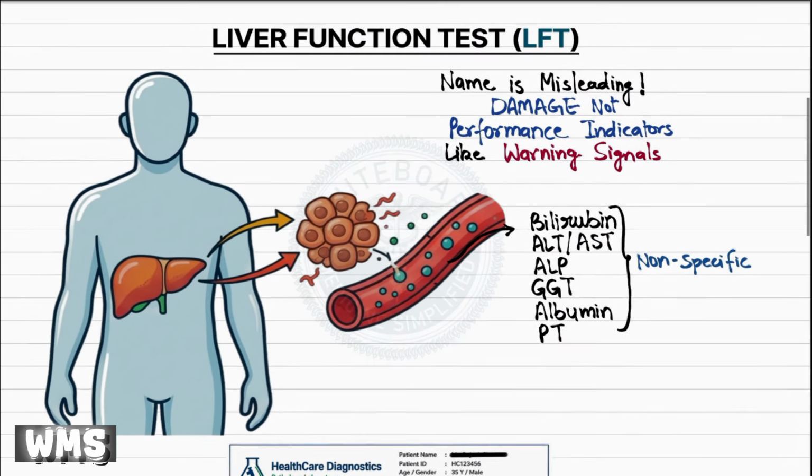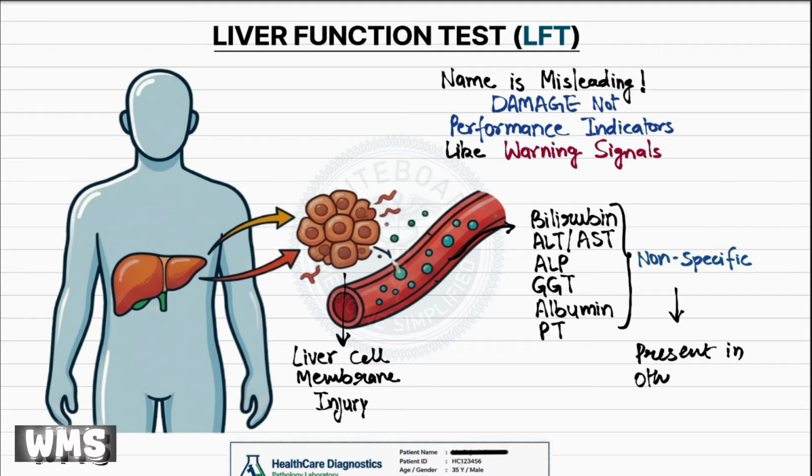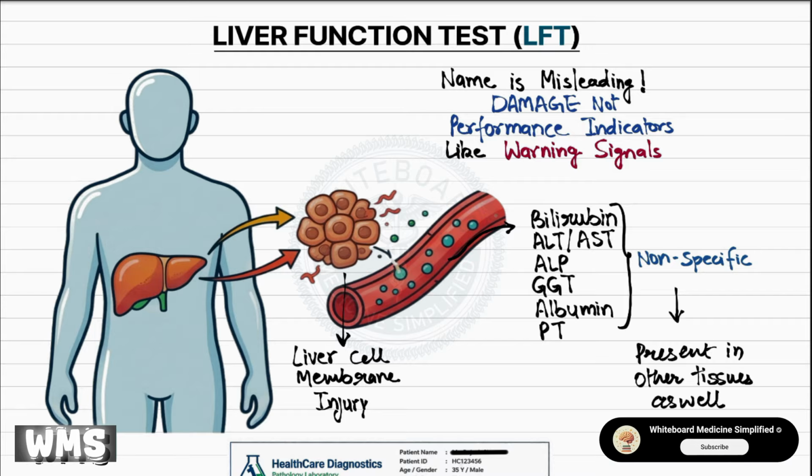Now, focusing on hepatocyte damage, as we discussed earlier, it's important to understand that when we see changes in plasma enzyme levels, we are actually detecting liver cell membrane injury, not directly measuring how well the liver is functioning. These enzymes leak into the blood when the cell membranes are damaged. Also remember, these enzymes are not exclusive to the liver. They are present in other tissues as well. So a rise in their levels can sometimes reflect injury outside the liver, which is an important limitation.